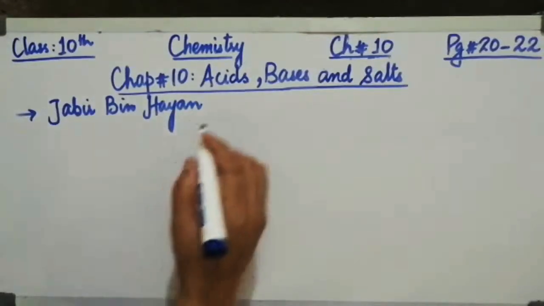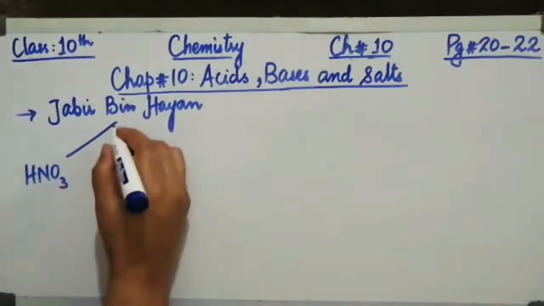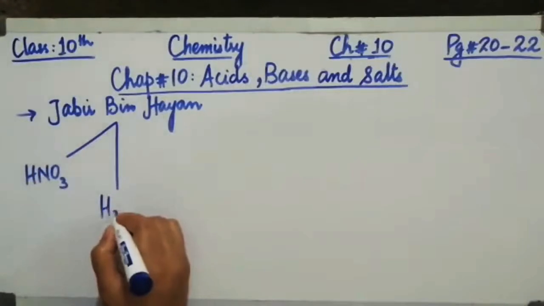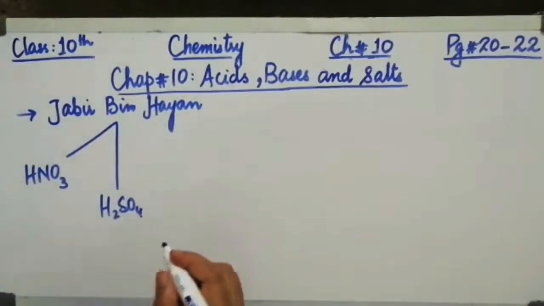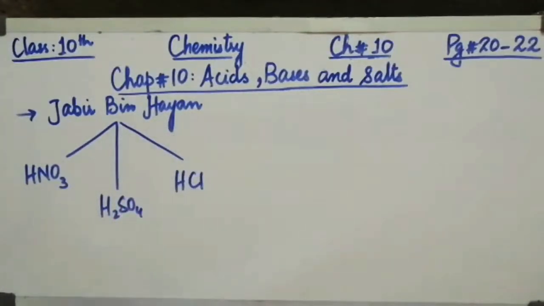Number one, nitric acid, with formula HNO3. Then sulfuric acid, H2SO4. And the third acid is hydrochloric acid, HCl. So he is famous for discovering all these acids. Not only this, but there are a lot of other contributions of this scientist in the field of biology and other fields of sciences as well.